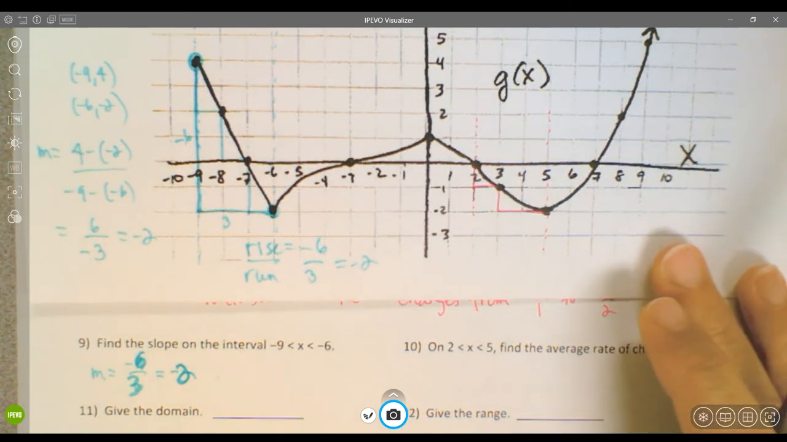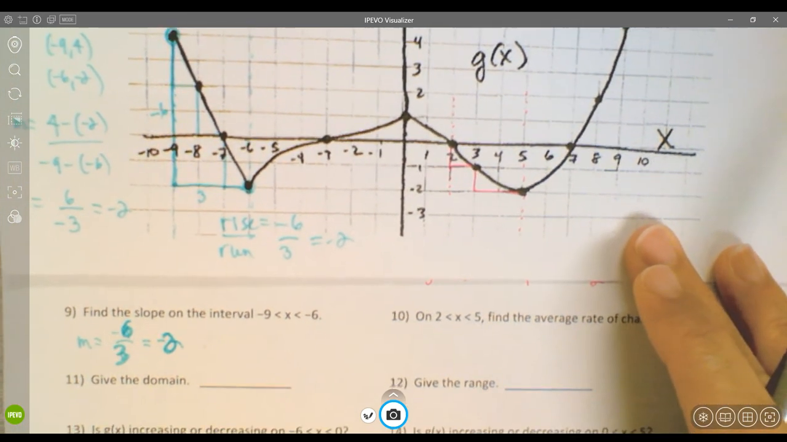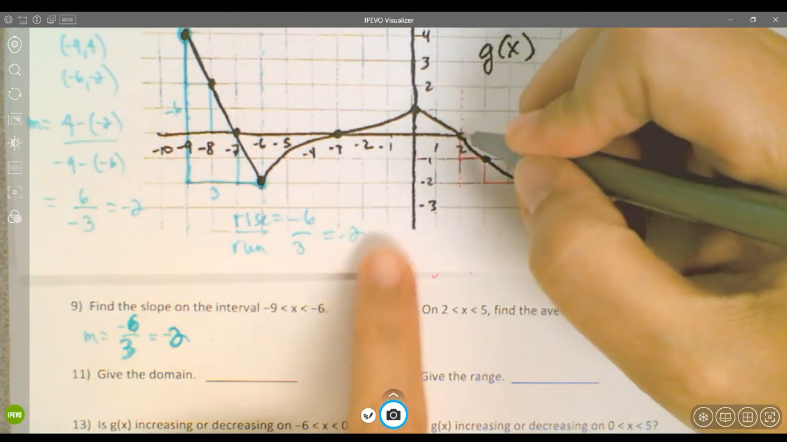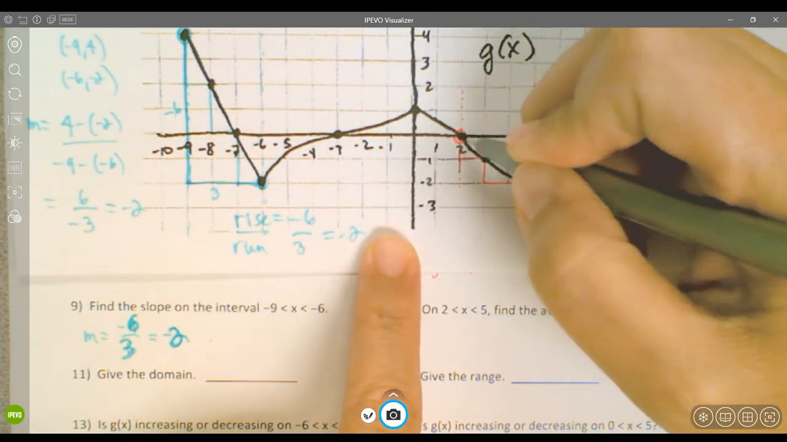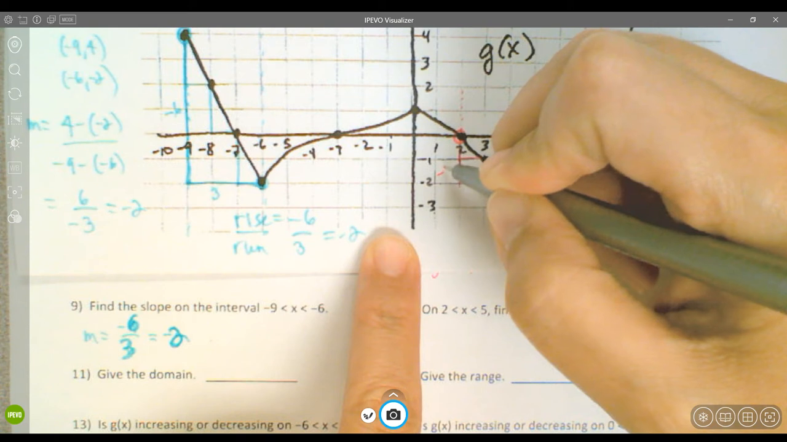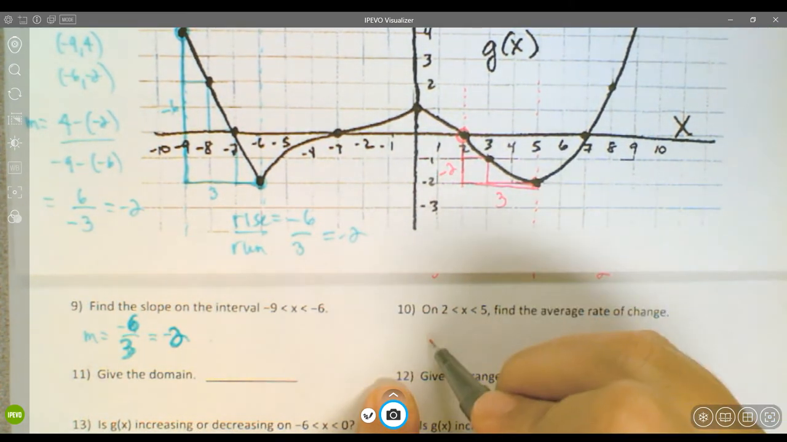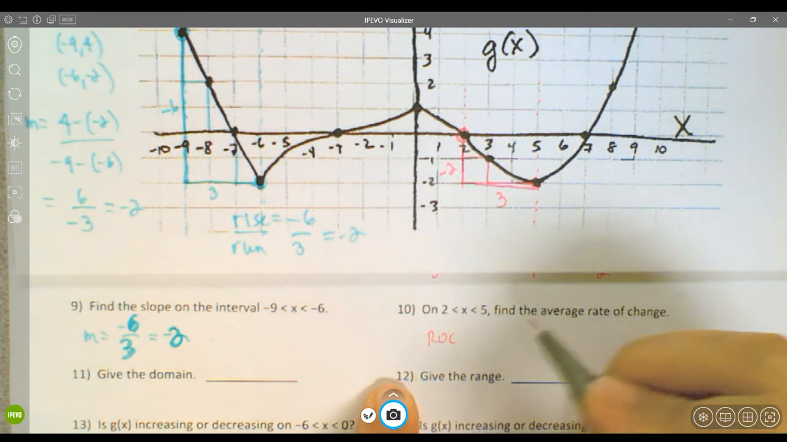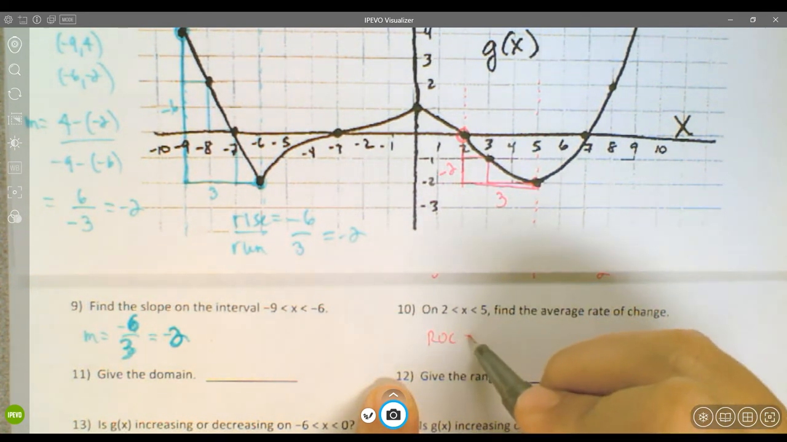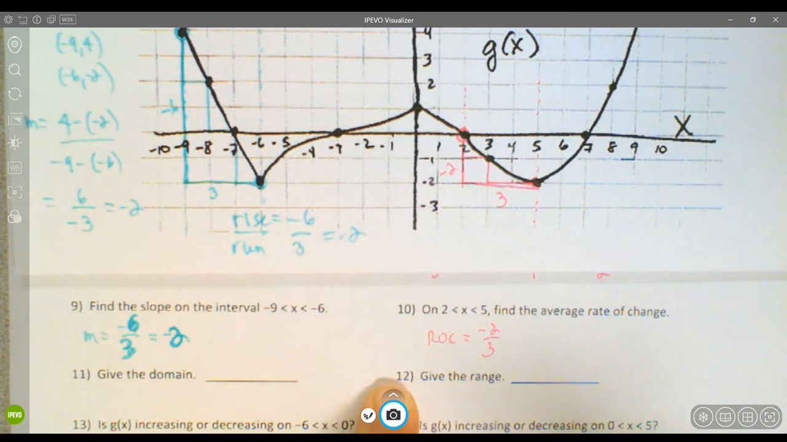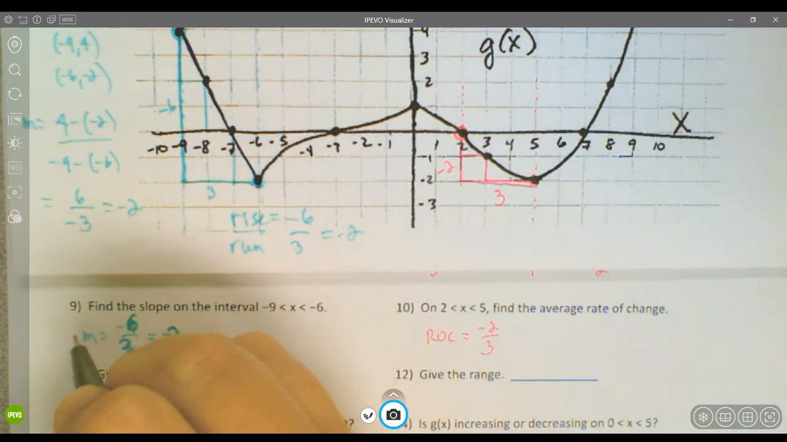Now let's look at the average rate of change from x equals 2 to x equals 5. So here's x equals 2, here's x equals 5. We're going to go down 2 to the right 3. So I should call it the rate of change, I guess, equals -2 divided by 3. Let's do that here.